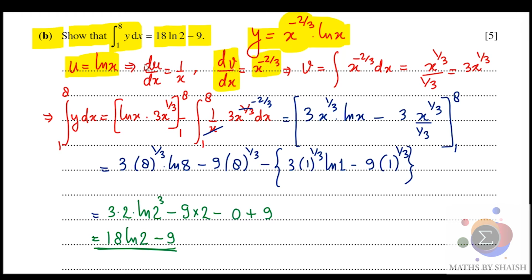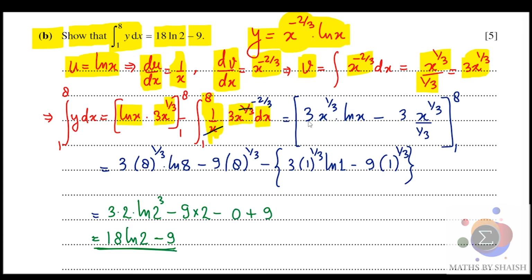So from the first one we will calculate du over dx, that is 1 by x, and from here we will find v by integrating the function, and we get 3 x to the power 1 by 3. And then we will use the formula for integration by parts. The integration becomes first function into second function, minus the integration of the differentiation of first function into the second function dx. So we can cancel this.